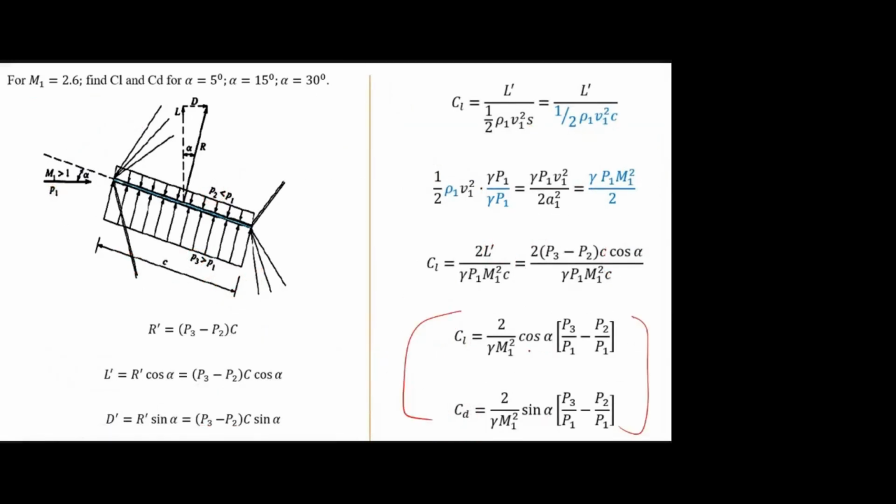CL and CD formula. We know M1 is given as 2.6, and we have to find CL and CD for 3 different angles of attack: alpha 5 degree, 15 degree, and 30 degree. So alpha is known, and these are all constant, including gamma. Simply you have to find these two pressure ratios, P3 by P1 and P2 by P1.